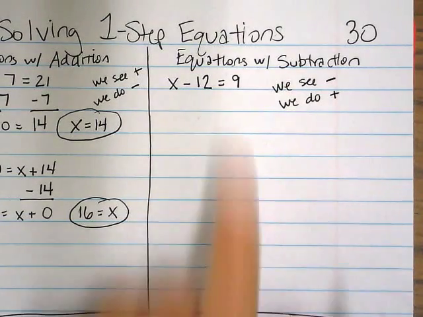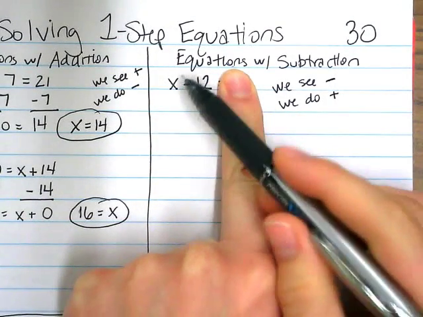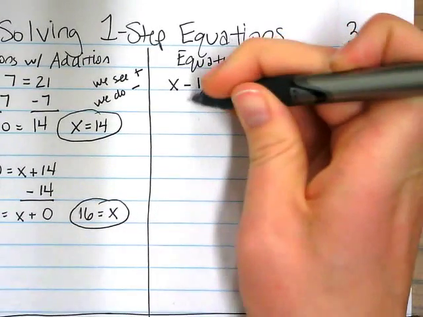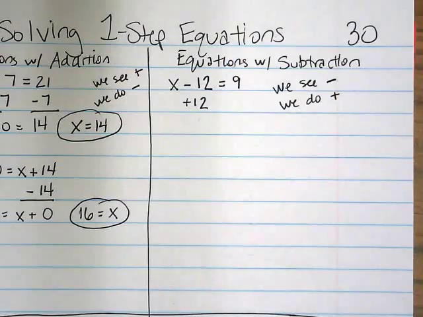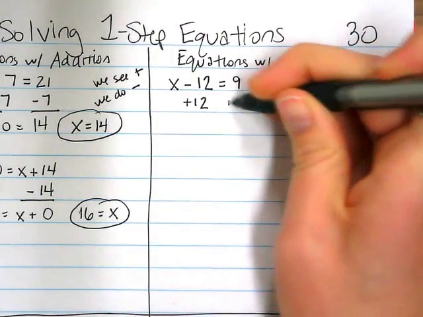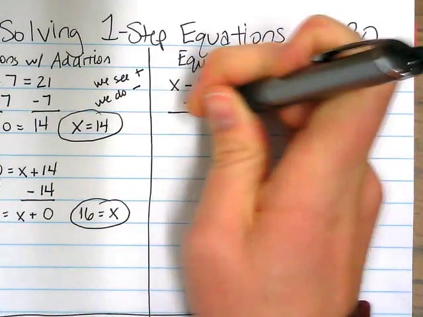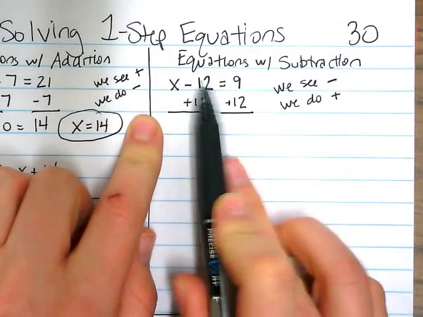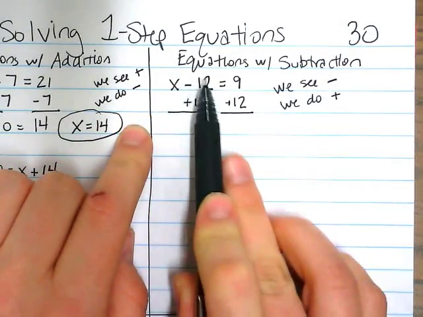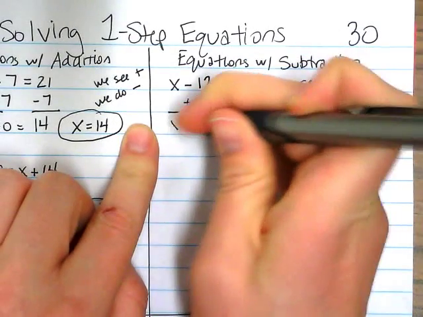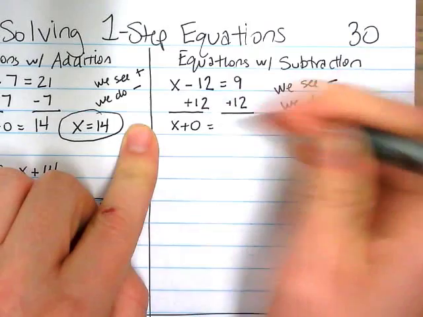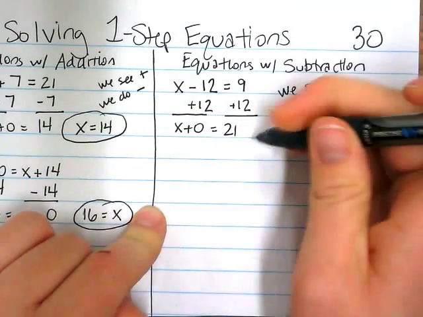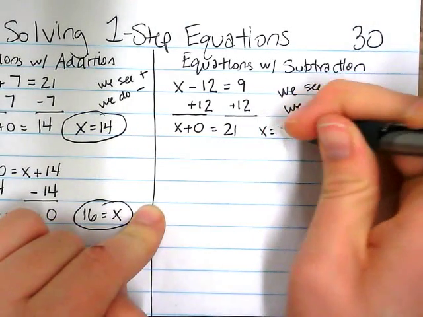As usual, I want to get x by itself. Since here we have an x and a minus 12, to get rid of that 12, I'm going to add 12 to it. Since I added 12 to this side, got to add 12 to the other side. Alright, on the left side we've got x minus 12 plus 12. That's the same as x plus 0 is equal to 9 plus 12, which equals 21. Since x plus 0 is just x, we could rewrite this as x is equal to 21.